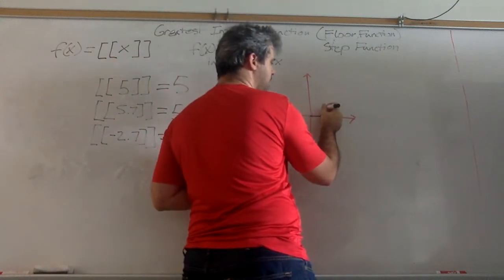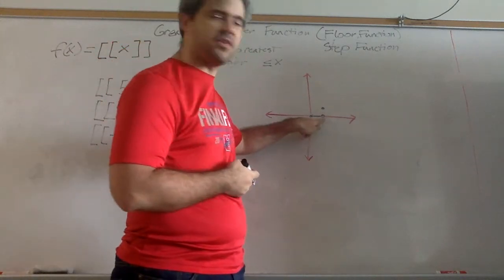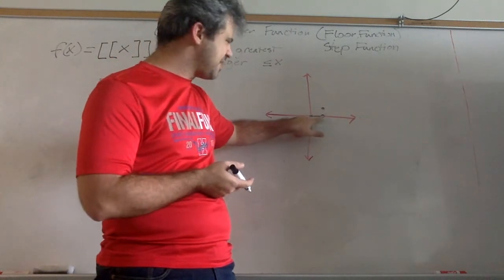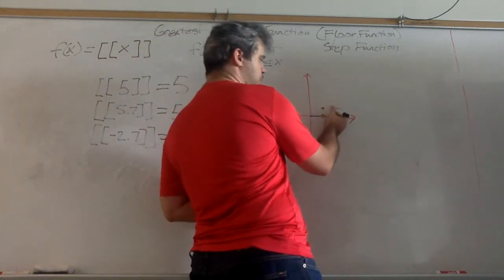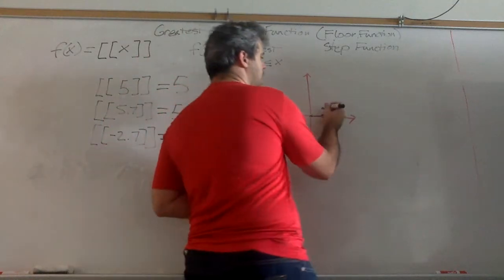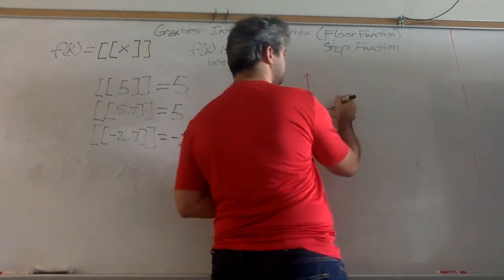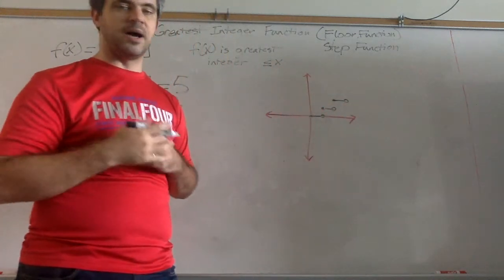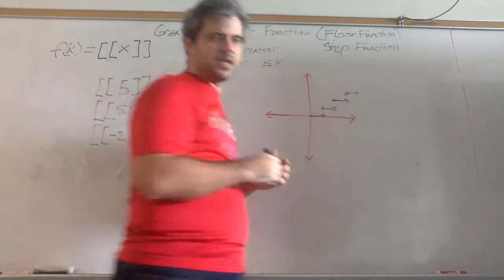Now, at 1, the greatest integer of 1 is 1. I don't know how easily you can tell this in the video, but this is a hollow circle, and this is a filled-in circle. Because at 1, everything up to 1 is 0, and then at 1, it's 1. And then 1.1, 1.2, 1.3, 1.4, all of those, the greatest integer will be 1, all the way until you get to 2. And then at 2, it moves up again. And you keep having these steps happening at every integer value.